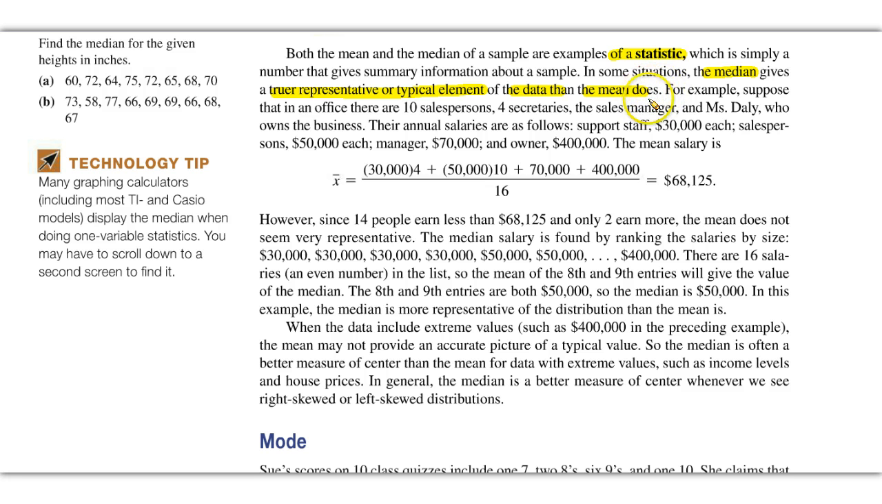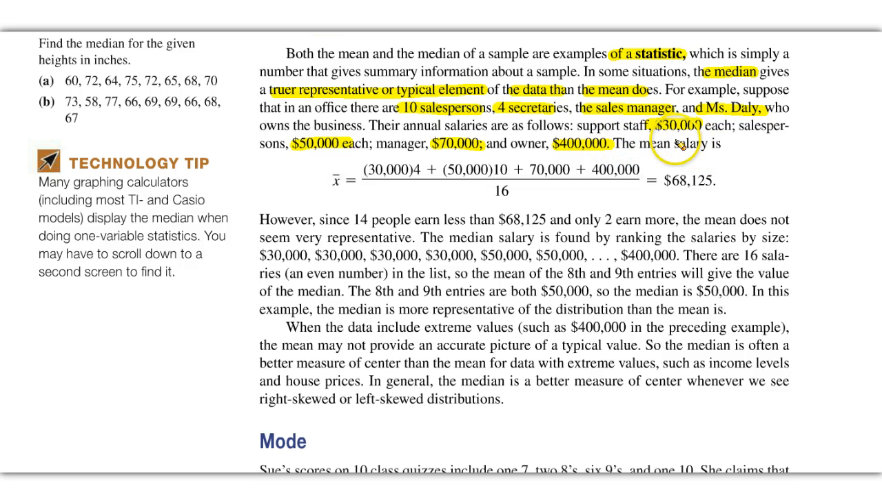You might say, well, what is this? Well, suppose there is a company and there's an office, and in the office there are 10 salespeople, 4 secretaries, the sales manager, and of course the owner. And they get salaries. Well, for support staff, it's $30,000, salespeople $50,000, manager $70,000. But now you include the owner, $400,000.